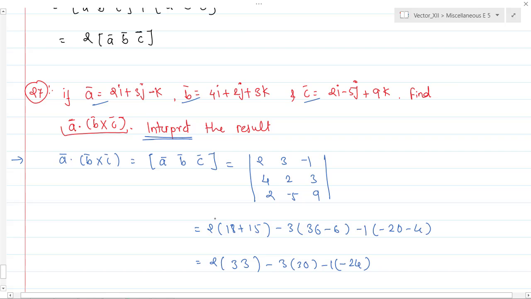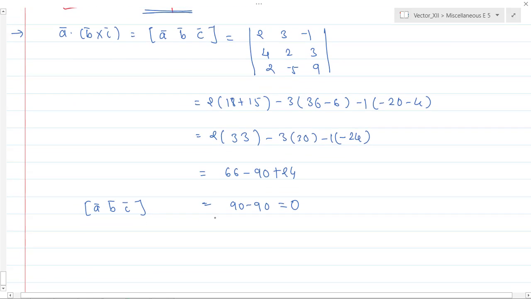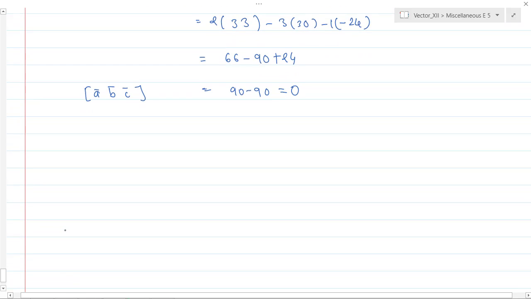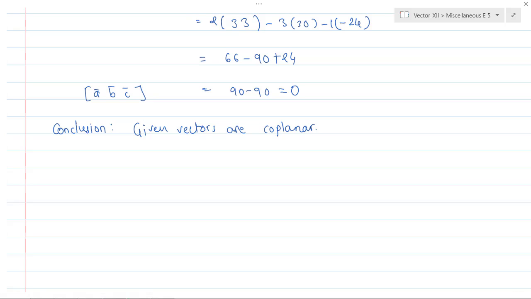Is it okay? These three vectors are coplanar. We have seen that if any three vectors are coplanar vectors, then their box product is equal to 0. So what is our conclusion? Conclusion is very important. It carries marks. So given vectors are, yes, coplanar vectors. Given vectors are coplanar vectors. Very good. Okay, let's see the next one.